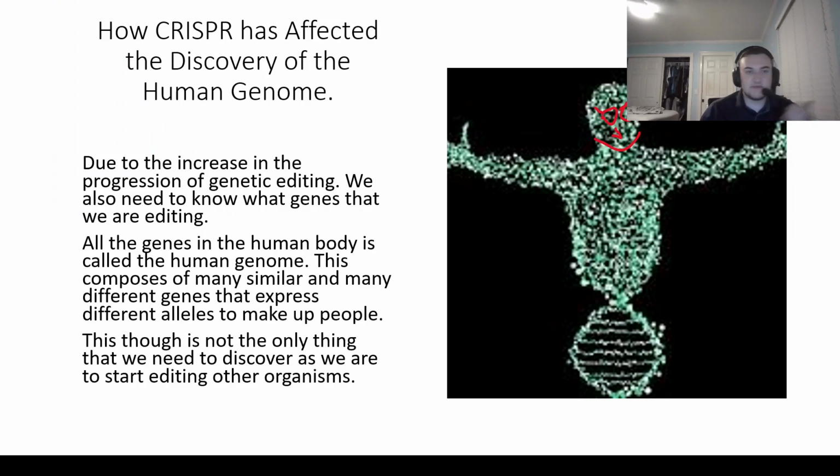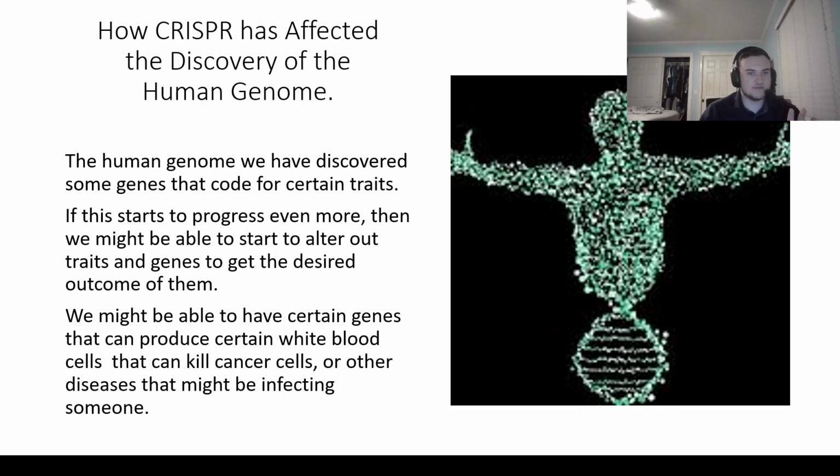And CRISPR has greatly affected the human genome, and due to an increase in the progression of genetic editing, we also need to know what genes we're editing, right? So all the genes in the human body, again, is called the human genome, which is composed of many different kinds of alleles and genes that make up people. This is not the only thing we need to discover as we start editing other organisms. We discover that some certain codes start to repeat in certain places that code for different things.